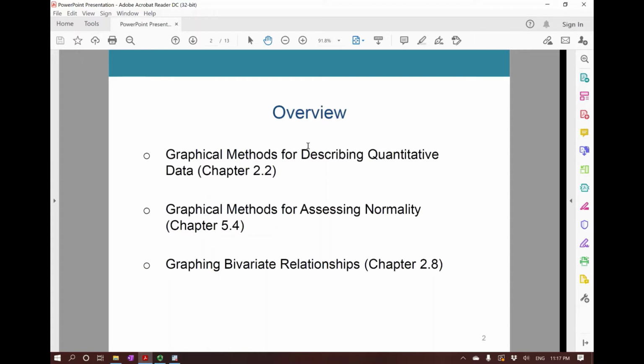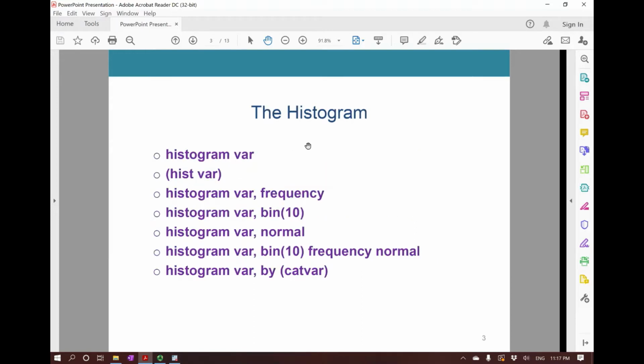And in the end, I will introduce the concept and the graphical method for bivariate relationships. This will prepare us for the third part of the course, in terms of using Stata for examining relationships. Let's first look at the commands for creating a histogram.